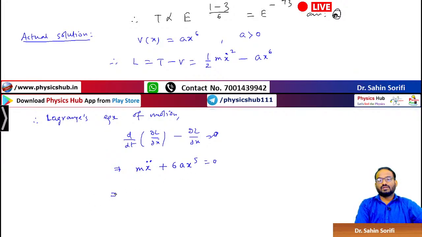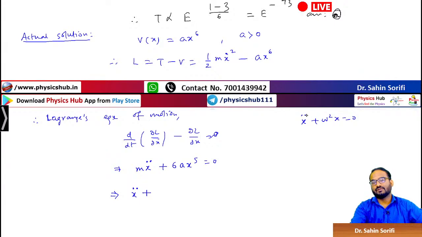Now you know the equation of simple harmonic motion, x double dot plus omega squared x. We know this is the formula for simple harmonic motion. We need to express it in that way. So what will you do? 6a by m.